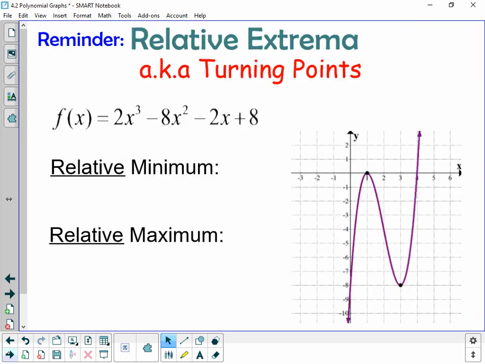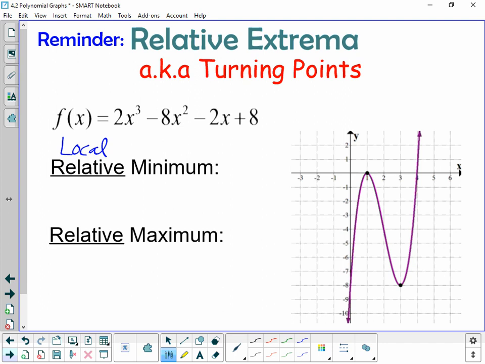All right, so that's it for end behavior. So I want to remind you that we have talked before about relative extrema. Sometimes they're also called turning points. And we also talked about that sometimes you will see the word local min or local max instead of relative, and they mean more or less the same thing.